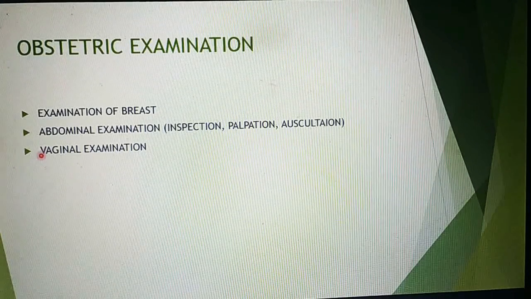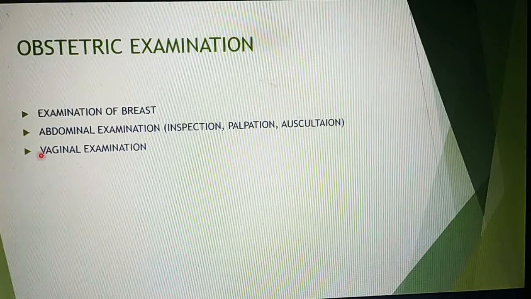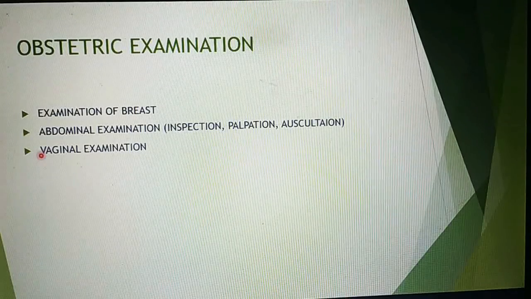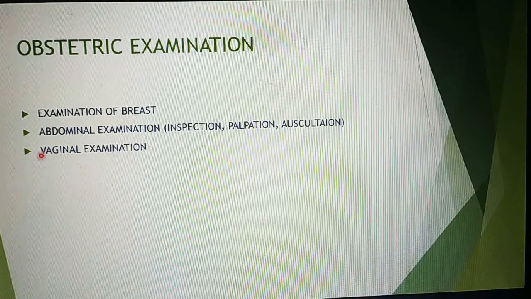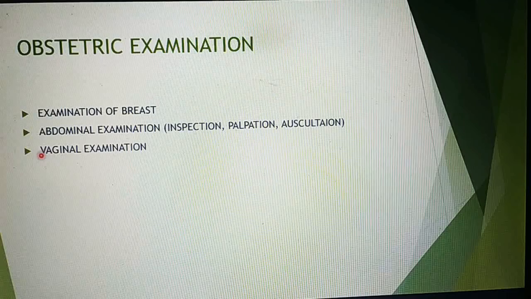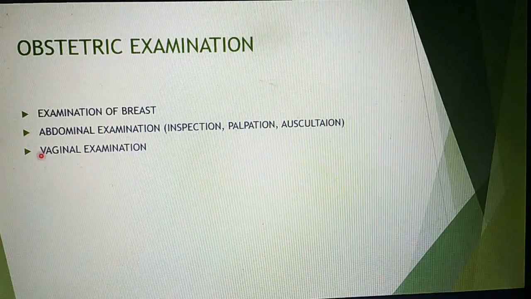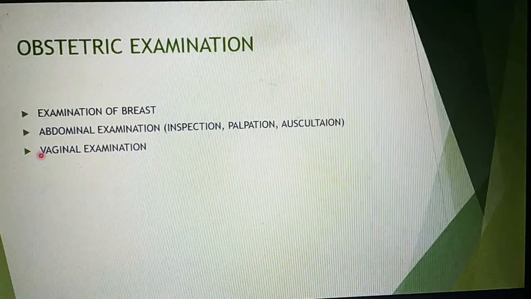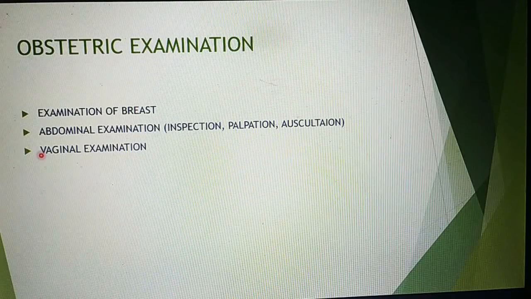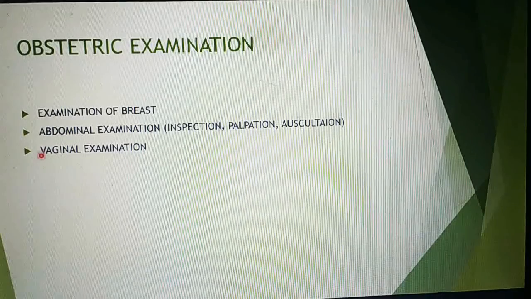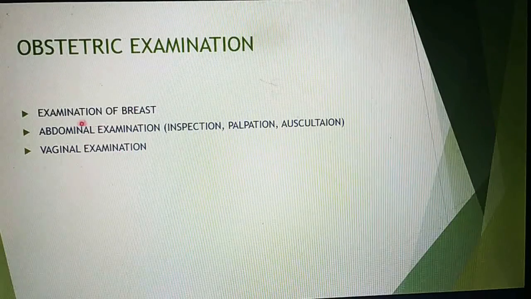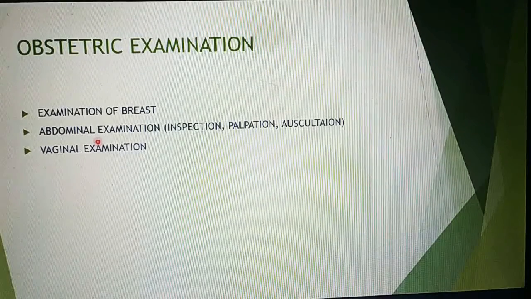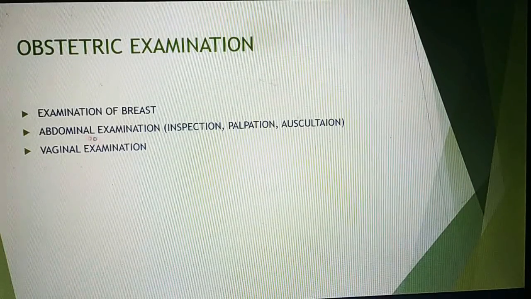In some cases, like whenever the patient has a complaint of discharge per vagina, like in cases of APH or antepartum hemorrhage, PROM, leakage of liquor, or any puerperium cases, only inspection of vulva or perineum is done. Otherwise, vaginal examination and breast examination are not done ordinarily. And the most important part is abdominal examination.